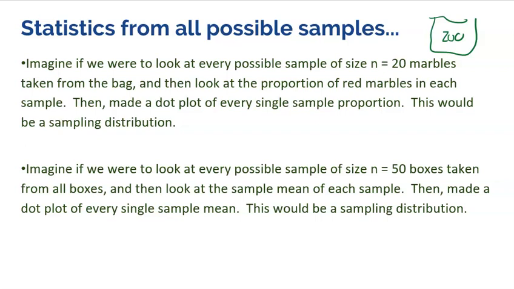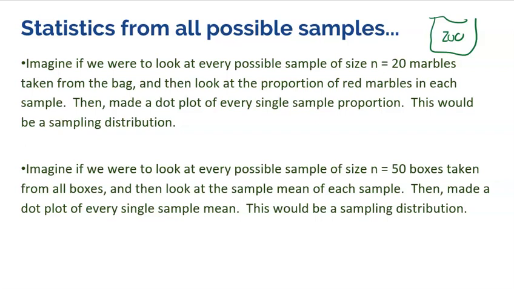And believe it or not, you're going to be mind blown by this. How many different samples of size 20 could be taken from a bag of 200 is 1.6 times 10 to the 27. It's an enormous number, right? And even that's a small scale example. But the idea is that if I were to find the proportion of red marbles from every one of those samples, and I were to make a dot plot of all those p hats, that is a sampling distribution. It's a picture of all possible sample proportions.